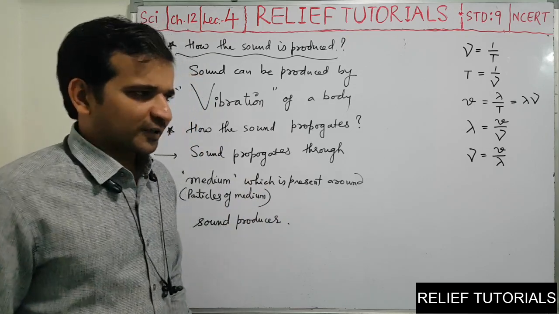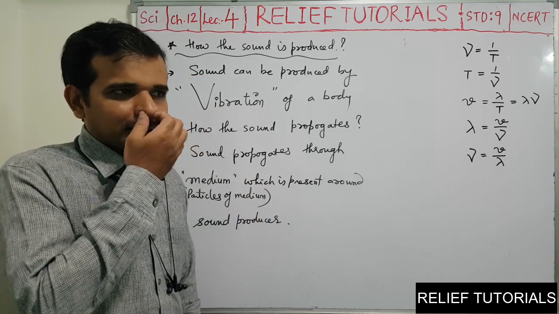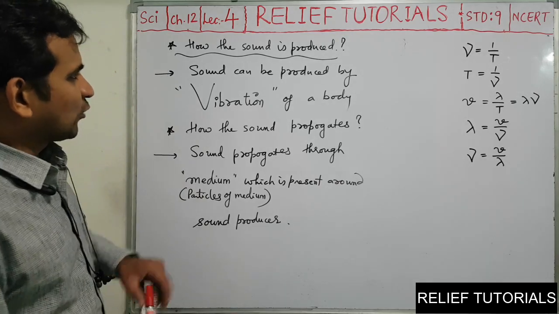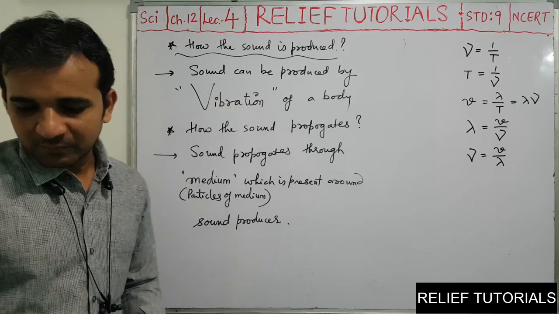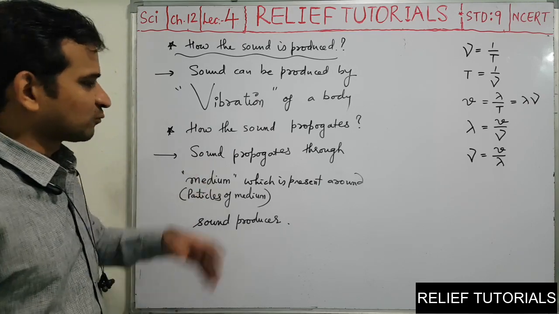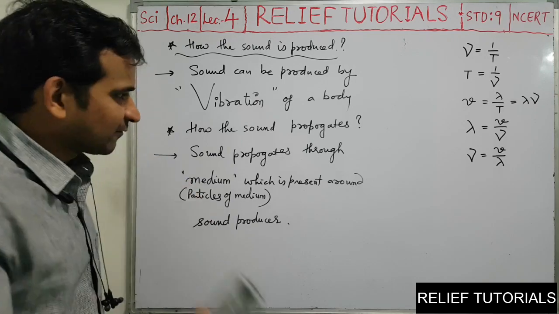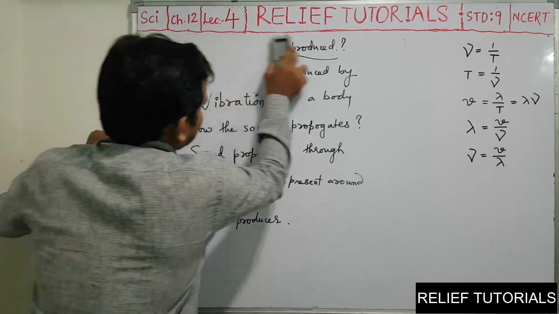This activity is in your textbook, just for your information, and you can easily learn it if you want. So two questions are easily solved. How is sound produced? Sound is produced by the vibration of a body. And how does sound propagate? Sound propagates with the help of the medium which is present around the sound producer.